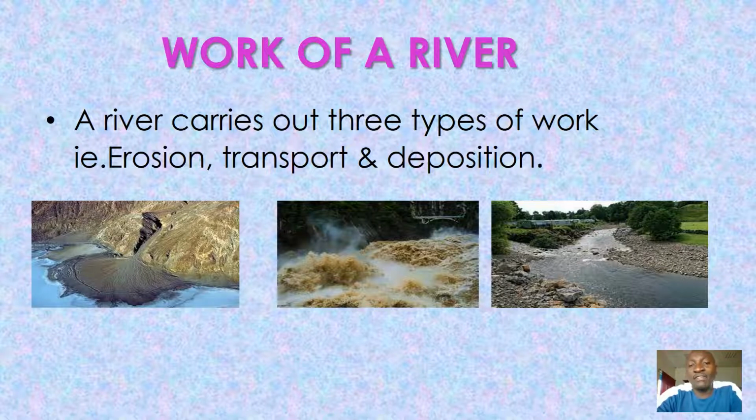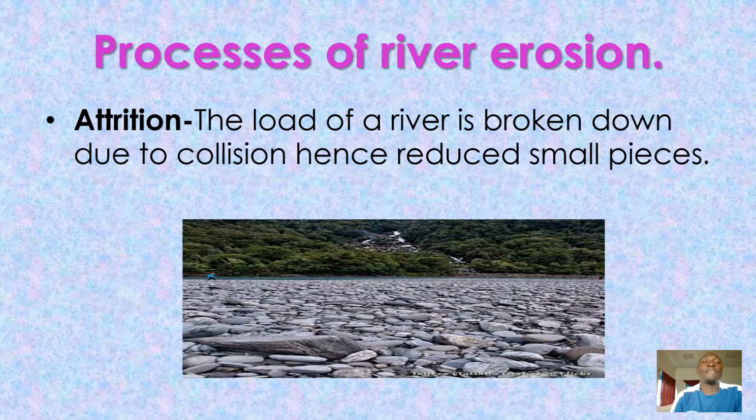Then in the middle, we have transportation. The river can transport materials. Lastly, on our right, we see that the river can deposit material. Where it deposits material, the area is low-lying, a lowland. That is where the river has no longer enough power or energy to carry the load, so it does a lot of deposition. What you see are some of the materials being deposited by the river.